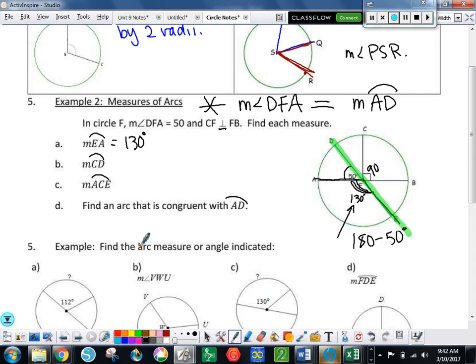Okay, what about arc CD? CD is this little guy right here. Any ideas on this one? Somebody knows? Aaron? It would be 40, and you have your diameter again right here, right? Very good. So this guy is 40.